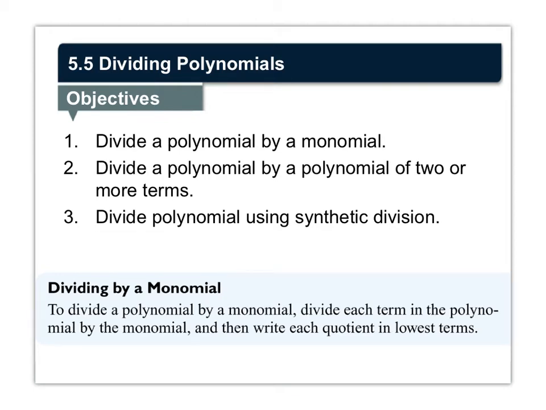In section 5.5, we are dividing polynomials. Our objectives are to divide a polynomial by a monomial and by a polynomial of two or more terms, as well as dividing polynomials using synthetic division.